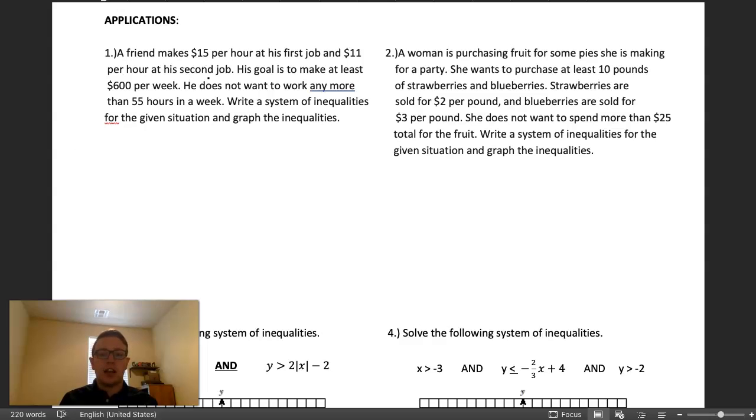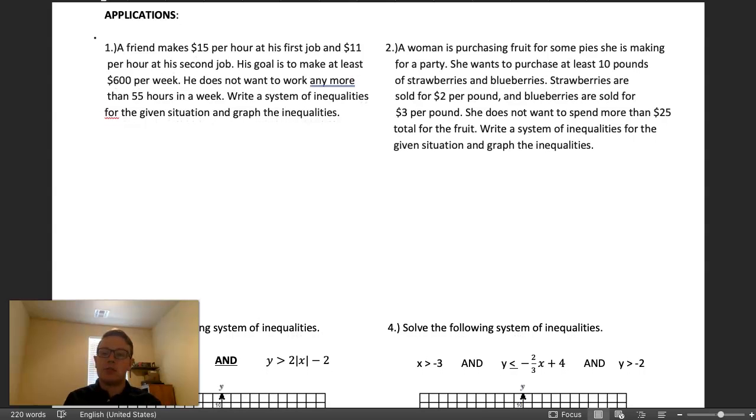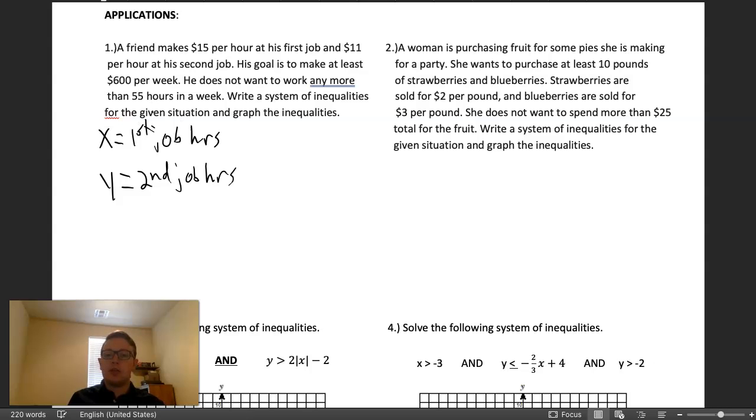So this looks a lot like what we did in the last lesson where we were dealing with word problems. Let's call x the number of hours at the first job, and let's call y our second job hours. We know that total, we want to work no more than 55 hours a week. So the time we spend at our first job plus the time we spend at our second job, we want to be less than or equal to 55 hours a week.